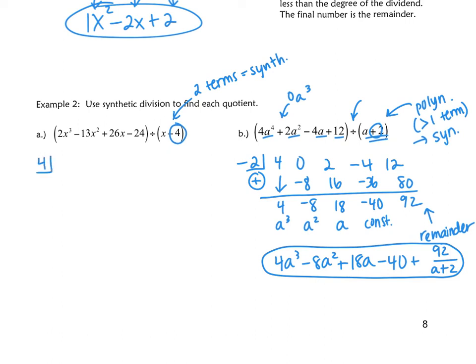Before we write down our coefficients, make sure our exponents go in order. So we have x cubed, x squared, x constant, they go in order. Are we missing anything? No. So now you can bring down those constants. So we'll bring down the 2, the negative 13, the 26, and the negative 24.